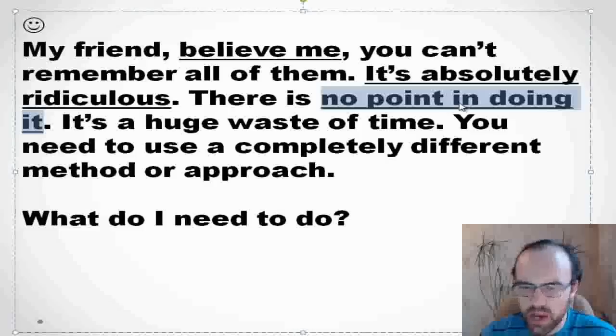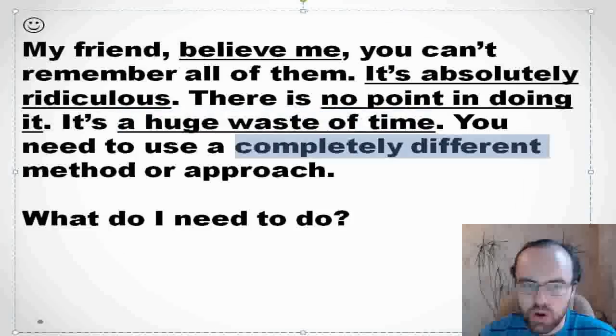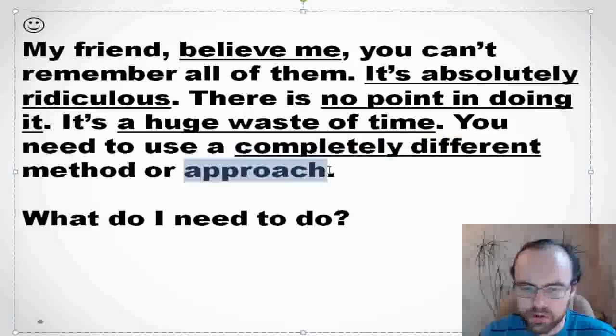So why should you do it? I don't see any reason. It's a huge waste of time. Not just a waste of time, a huge waste of time. You can spend your time on it ineffectively, okay? So you need to use a completely different method or approach. Completely different means very, very different. The opposite approach, okay? So approach is just a set of methods, different methods.